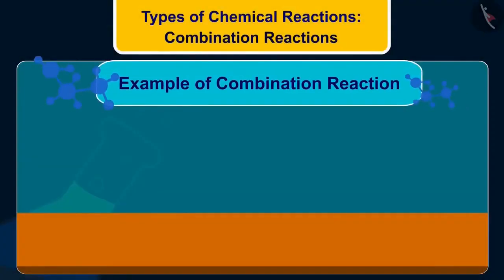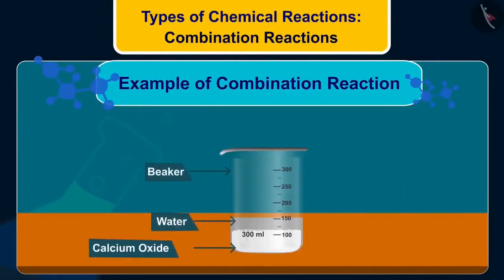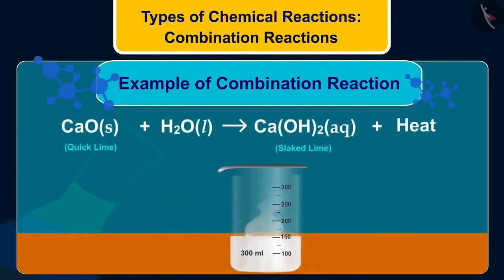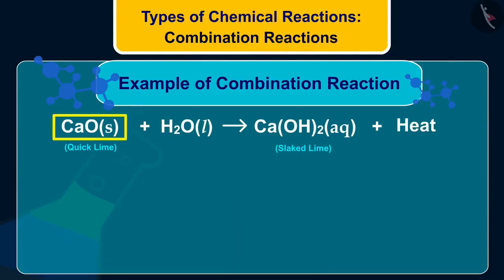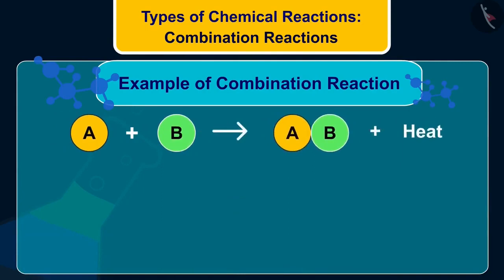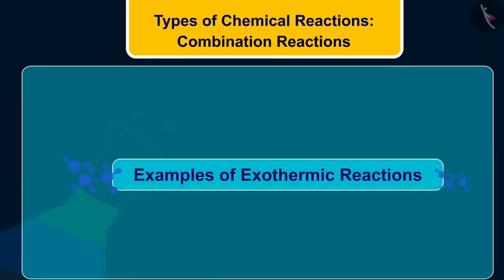Friends, we have observed in our first example that a large amount of heat energy was evolved when we added water to quicklime. You remember what quicklime is? Yes, calcium oxide. CaO is quicklime. So students, such reactions in which heat energy is evolved are called exothermic reactions. Let us now discuss a few examples of exothermic reactions.